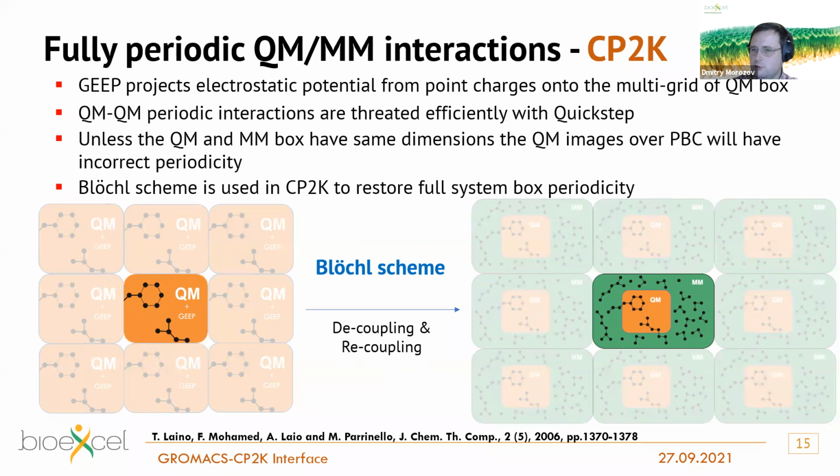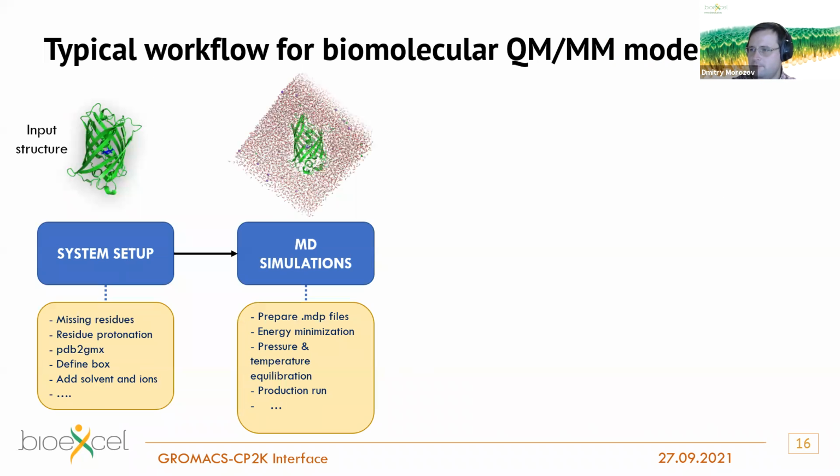So typically, this is what the workflow looks like in QM/MM modeling. You have some input structure, usually a PDB file with your protein and some initial coordinates. First, you need to do a system setup: adding missing residues, deciding on the protonation states, defining the box, adding solvent and ions, and so on. Then, if you're using GROMACS, you perform some kind of MD simulation: energy minimization, equilibration, production run, and you get a fully equilibrated system at that stage.